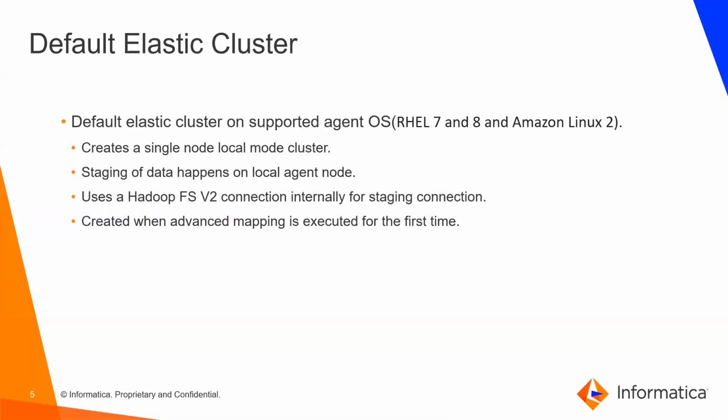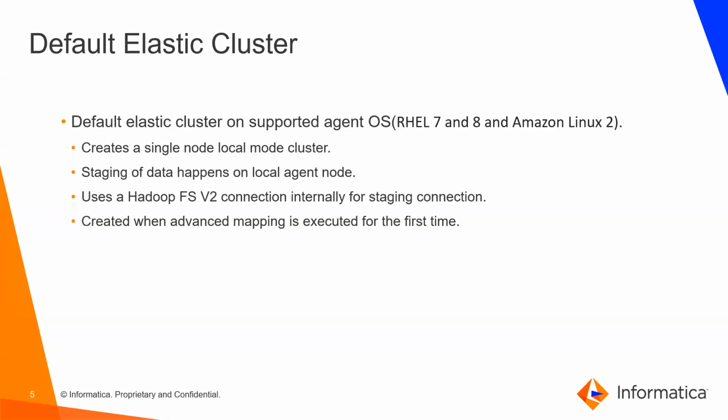So assume that you are going to run an advanced mapping, but you have not configured any advanced elastic cluster. In such cases, there is a default elastic cluster which Informatica started supporting from the previous release. So suppose your runtime is not associated to any elastic cluster, but you are running an advanced mapping. As soon as you run it, Informatica understands that the runtime is not associated to any advanced cluster, and it creates a single node local Spark cluster, the Kubernetes cluster, on your agent machine. Note, this is just a single node cluster.